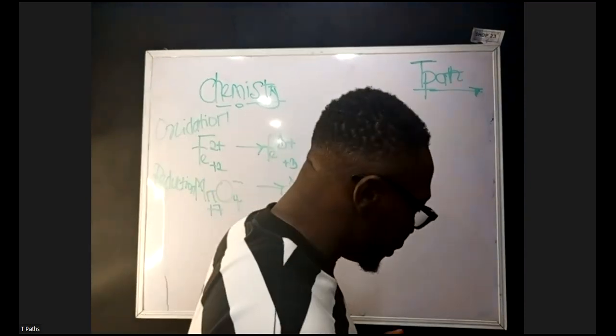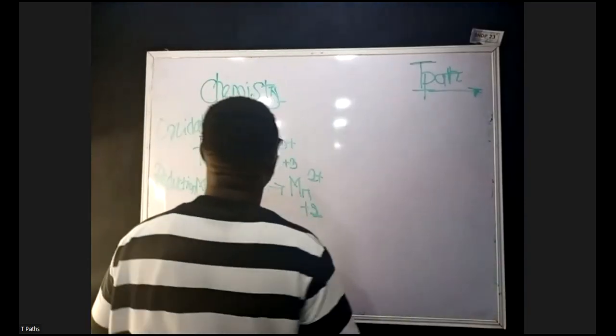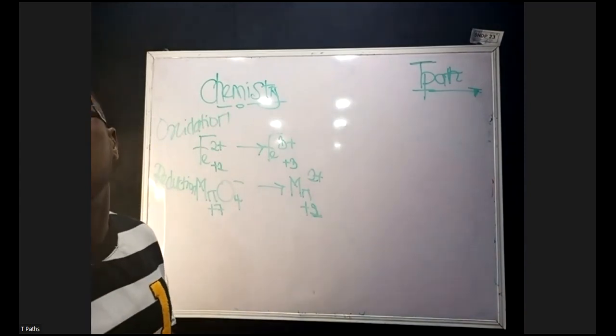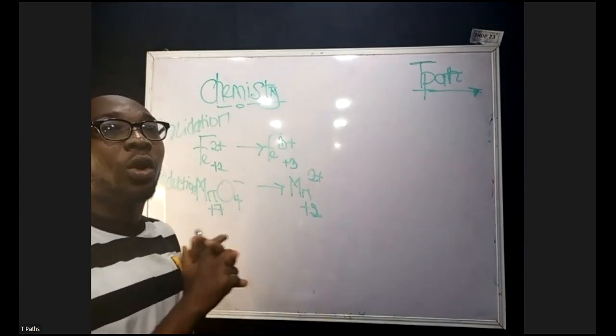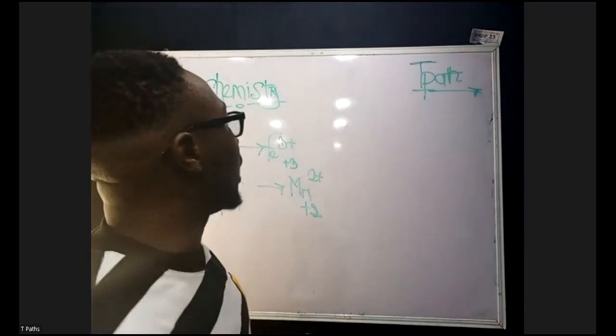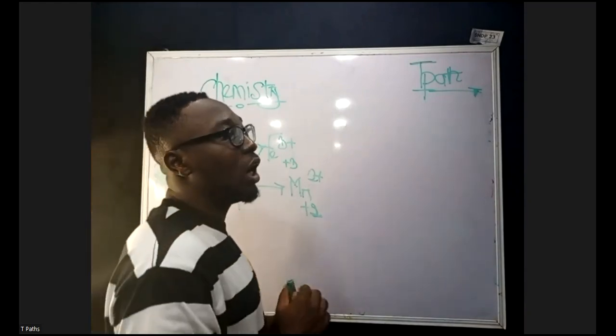We're able to identify this. Now, what do we do next? First of all, look at the atoms. Are the atoms balanced? The atoms, excluding the oxygen and hydrogen. Iron is balanced. You have one on the left-hand side, you have one on the right-hand side. Magnesium, you have one on the left-hand side, you have one on the right-hand side.